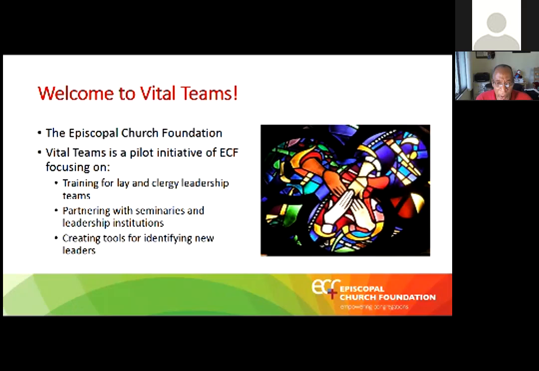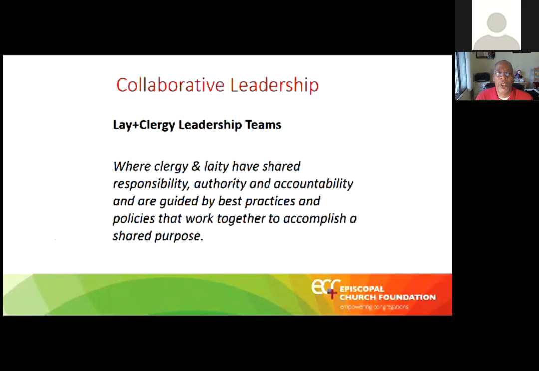Vital Teams is a program initiative that was started by the Episcopal Church Foundation in 2014 with the focus of helping to train lay and clergy leadership teams, working with and partnering with seminaries and leadership formations, and creating tools for identifying new leaders. The primary and central focus of Vital Teams is around this whole notion of what we call collaborative ministry and collaborative leadership.